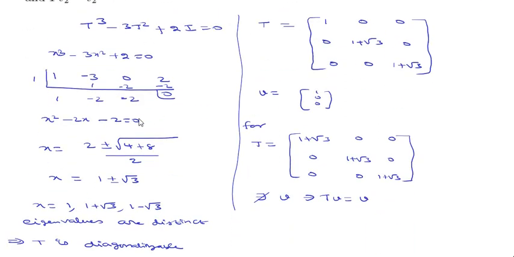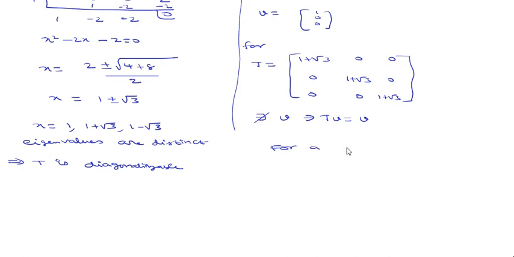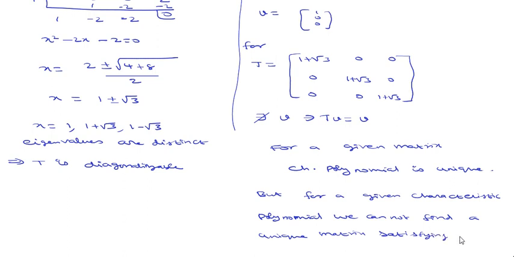Another important statement: for a given matrix, the characteristic polynomial is unique, but for a given characteristic polynomial, we cannot find a unique matrix satisfying the given characteristic equation. This is a very important point.